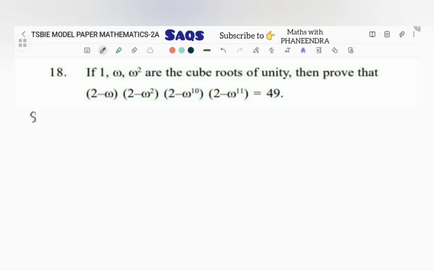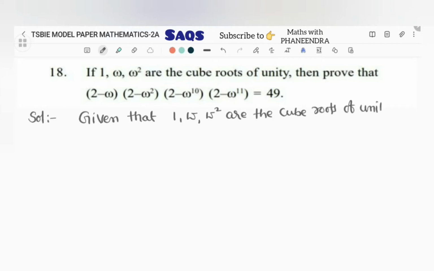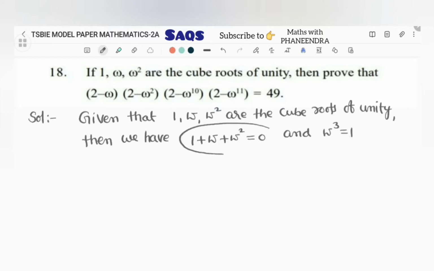The next question, question number 18. If 1, omega, omega square are the cube roots of unity, then prove that the following. Given that 1, omega, omega square are the cube roots of unity, whenever they are cube roots of unity, then we have 1 plus omega plus omega square is equal to 0 and omega cube is equal to 1. So these two important results you keep in mind, dear students.